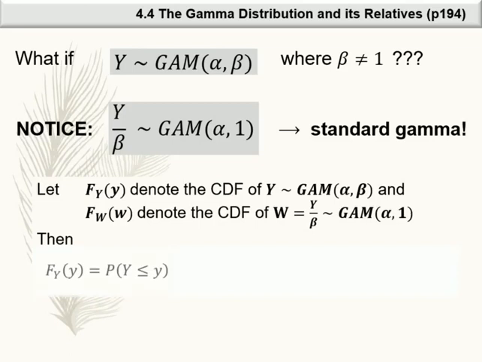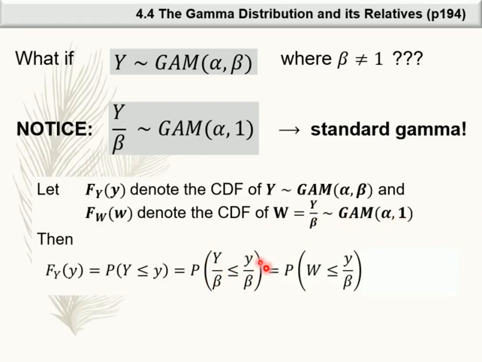The probability of Y being less than or equal to y is just this by definition. Now we divide both sides by beta. Remember with the standard normal, you standardize by subtracting the mean and dividing by the standard deviation. Here it's a similar concept, but this time you divide both sides by your beta. Now you know that W is just Y over beta, which is a standard gamma, and you can find standard gamma values in the incomplete gamma tables.